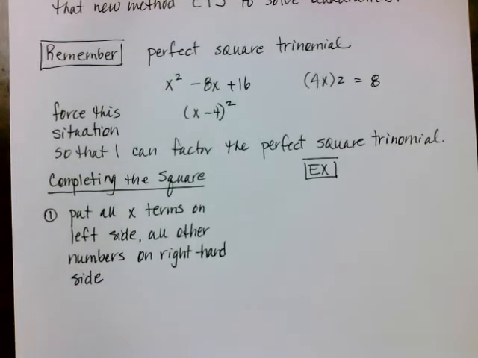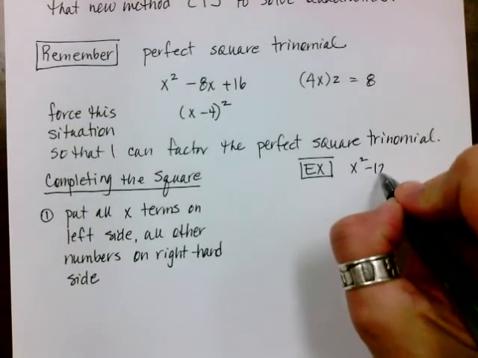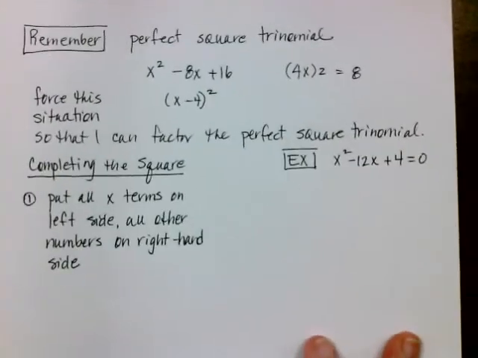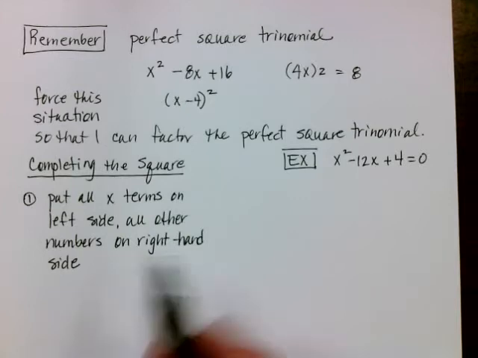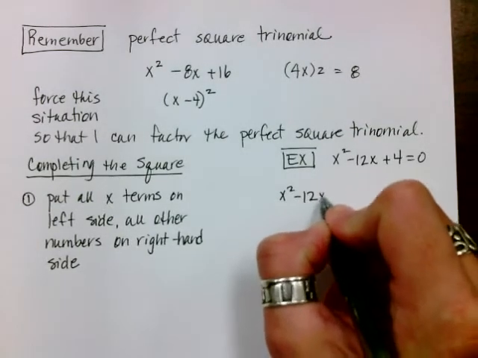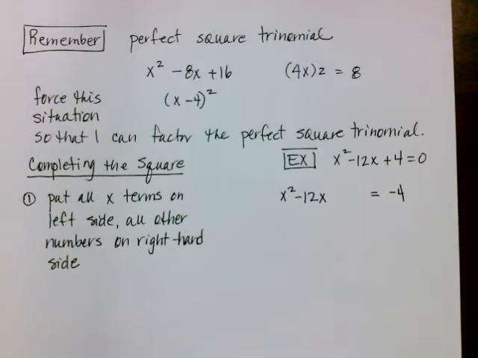All right, so we are going to start with, I'm going to write the original, x squared minus 12x plus 4 is equal to 0 here. And now I'm going to do it a step at a time. So the first one says put all x terms on the left-hand side. So I'm going to leave these two terms, and I'm going to subtract 4 from both sides and put my 4 on the other side.